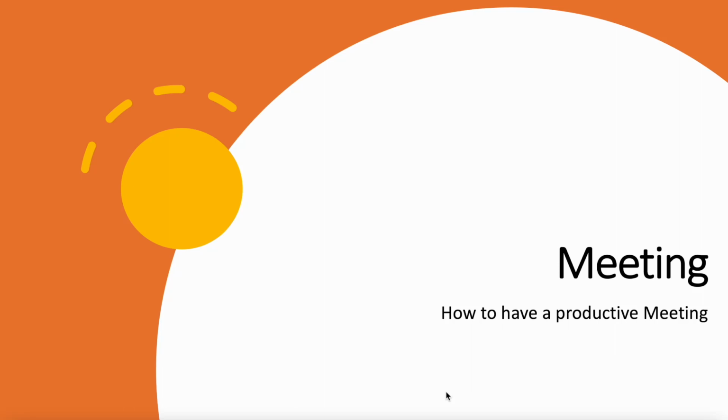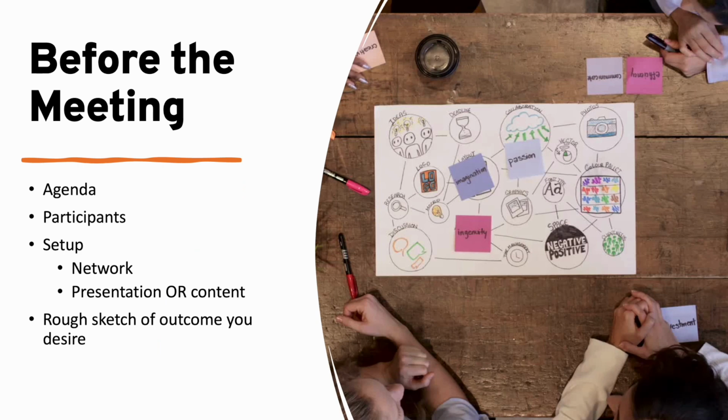This is a very short talk on how to have a productive meeting. I have put it into three steps: before the meeting, during the meeting, and after the meeting. So before the meeting, we should ensure that the agenda has been set properly on the meeting invite. The intended participants are there.